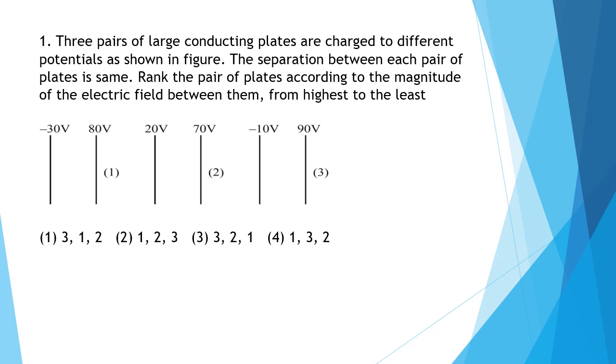So as we know that electric field is minus dV by dr, and as it has been mentioned that the distance is same, so the plates which have the highest potential difference will have the highest electric field. So in this case, the highest potential difference is in 1, that is 110 volts, then in 3, that is 100 volts, and then in 2, that is 50 volts. Therefore, the correct answer is 4.